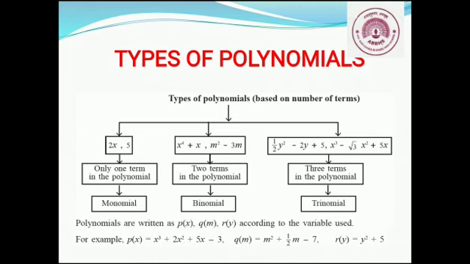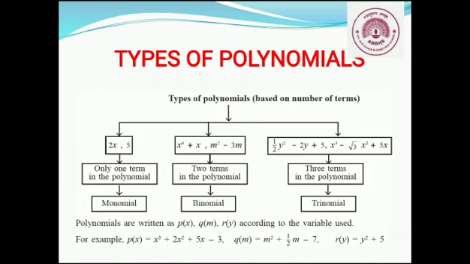Polynomials are written as p of x or q of m or r of y according to the variable used. For example, p of x equals x cube plus 2x square plus 5x minus 3, or q of m equals m square plus 1 by 2m minus 7, or r of y equals y square plus 5.